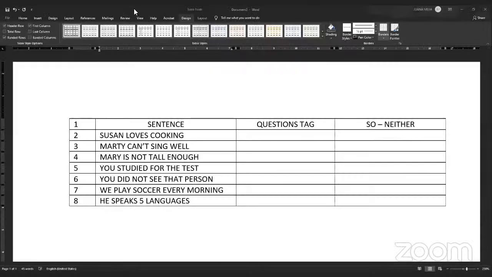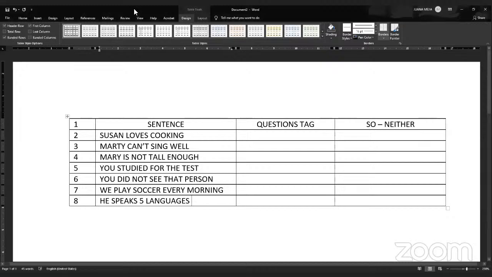Okay, guys, so there is not enough time to carry out the next activity, but I will show you. I want you to look at this. We're going to practice the two structures, question tags and so and neither. I'm going to share this picture on the Telegram group. I want you to send a message with question tags and the structure so or neither.